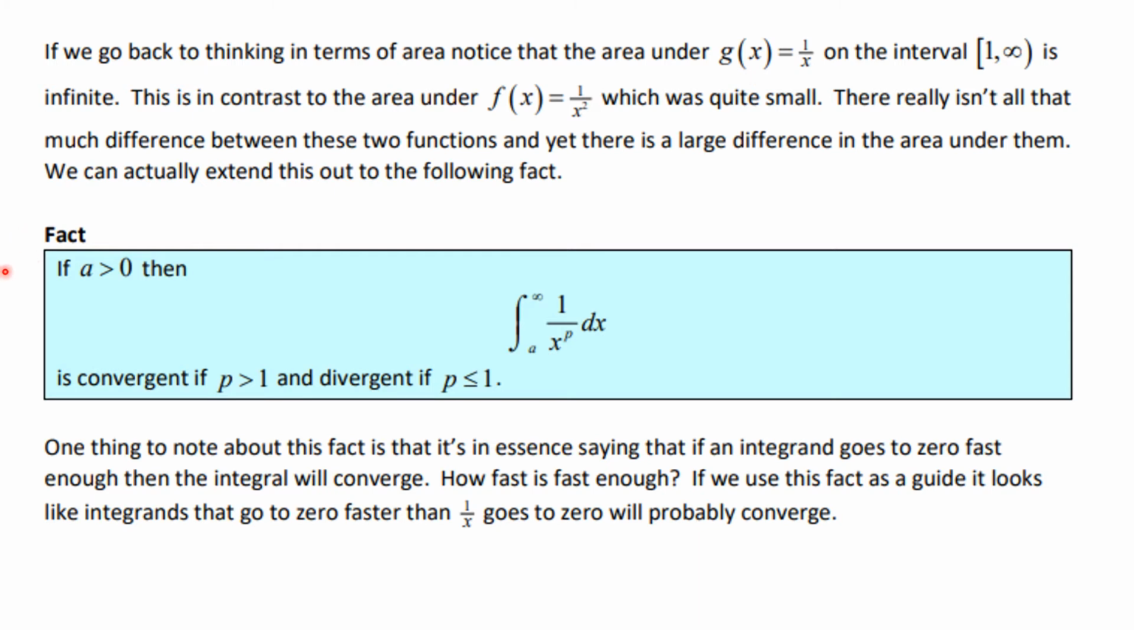This is also a theorem. If a is greater than 0, and a can be any finite number, then the improper integral from a to infinity of 1 over x to the p dx, where p is a number, converges if p is bigger than 1, and it diverges if p is less than or equal to 1.